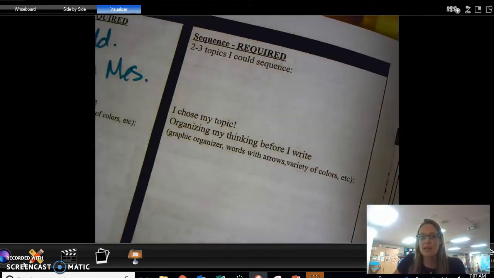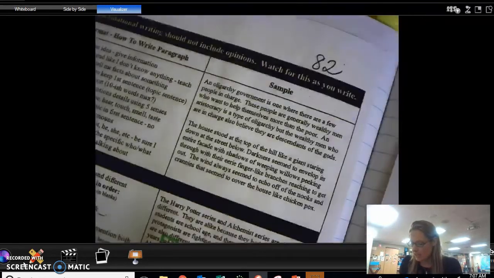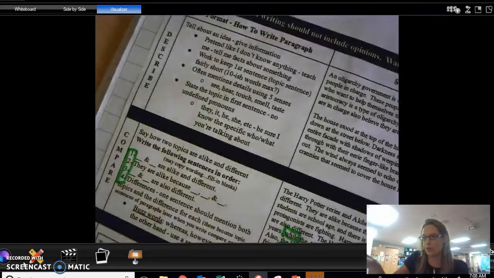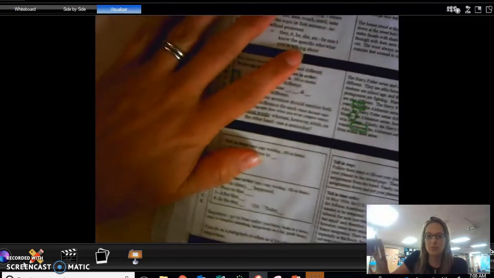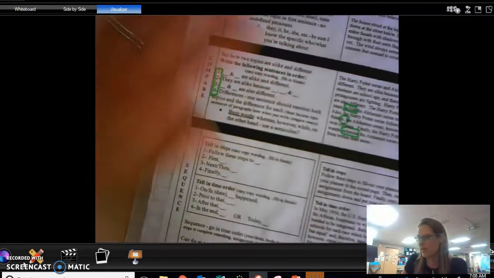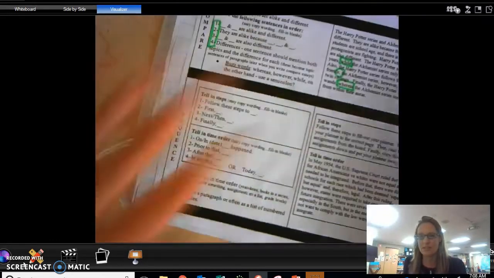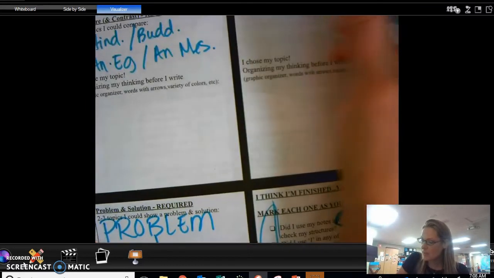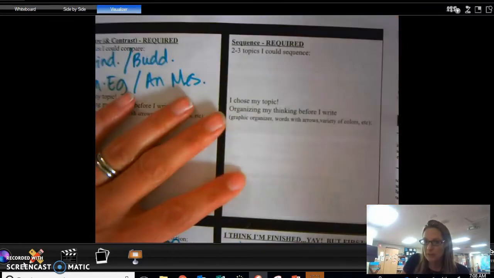So sequencing, if you take a look at page 82, means to tell something in order. So you may be telling in steps, you may be using, a lot of you have written the first, next, then last paragraph, although I encourage you not to necessarily do them that way because they can start to get a little redundant or sound the same. To brainstorm sequencing, there's a couple of ways you can do it.